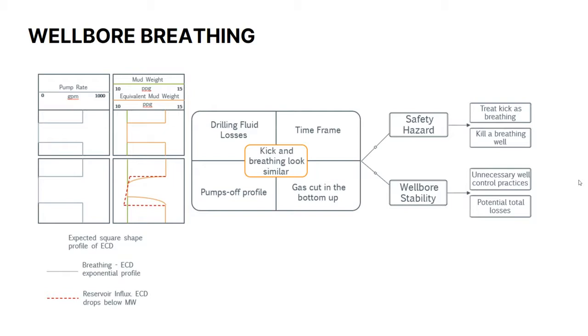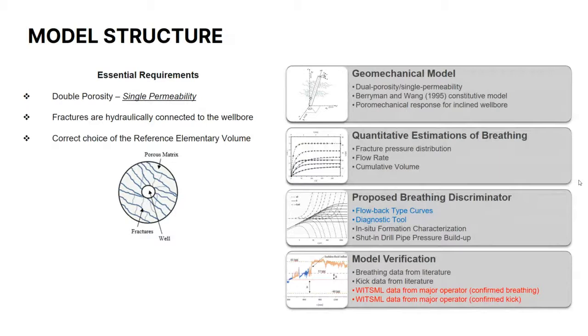So how do we plan to diagnose this? We have built a model in QDRP. I will not go through the details of the model. We will just look at how the diagnostic curves look and how they work, and then we will see how WITSML data have been used for a confirmed breathing situation that was diagnosed, and a kick that had to be diagnosed thanks to this protocol.